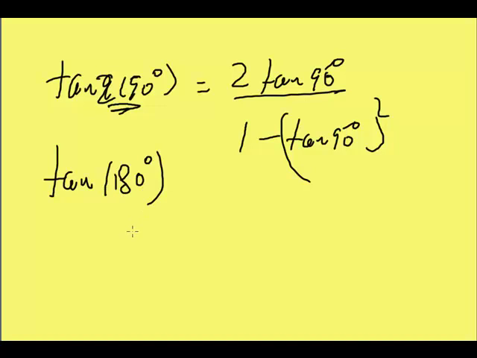What is tangent of 180 degrees? What is tangent of 90 degrees? One of these is 0. Tangent of 90 degrees is sine of 90 degrees over cosine 90 degrees. That means it's going to give you undefined, right? 1 over 0. So this is undefined. So is that a true statement? No. Done.